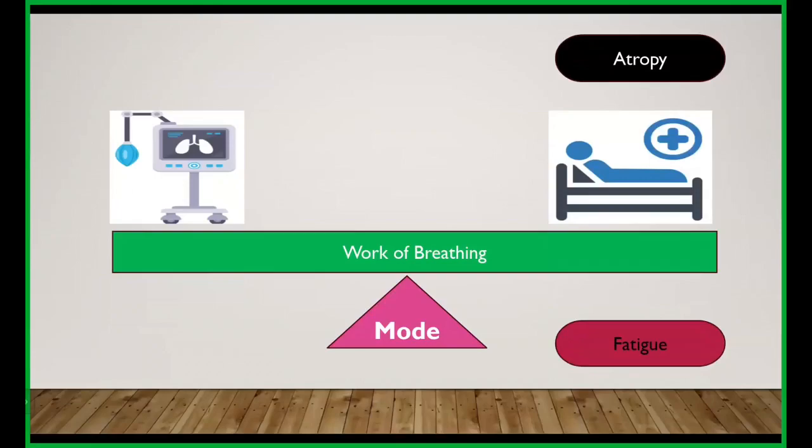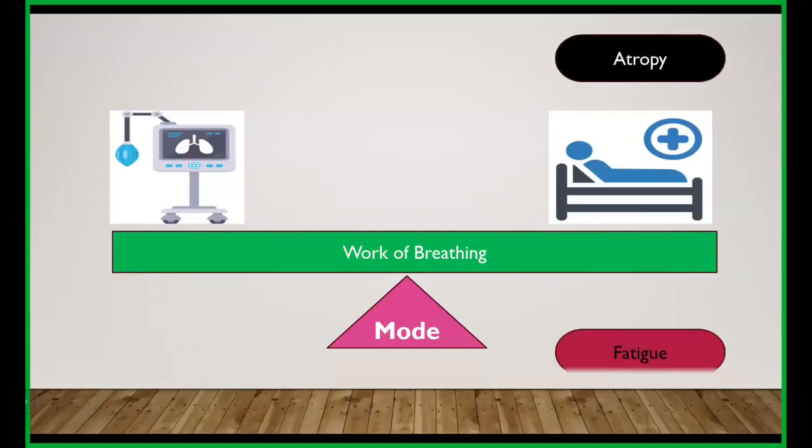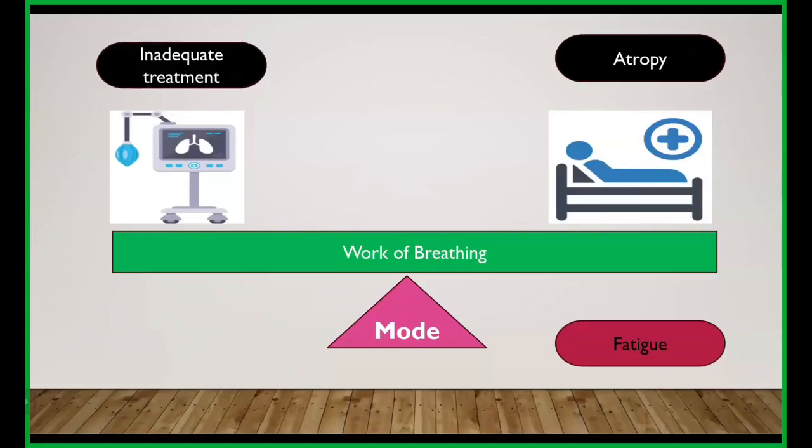And on the ventilator side, what will happen? Let's see. When the work of breathing of the ventilator is decreased, there will be hypoxemia or inadequate treatment. When the work of breathing on the ventilator is increased, then you will have ventilator-induced lung injury. So it is very essential to have a proper balance in the work of breathing between the ventilator and the patient, which will be done only by choosing an appropriate mode.